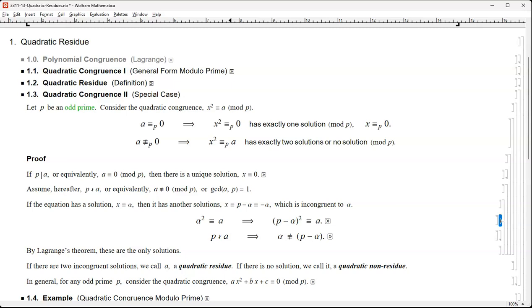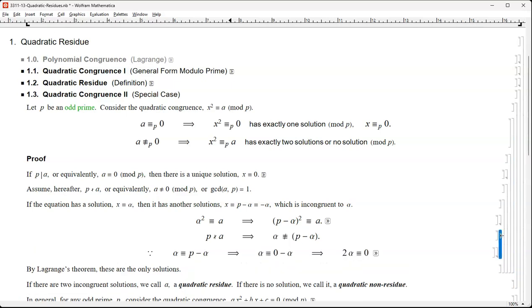So P minus alpha is also a solution, automatically a solution too. So we have potentially two solutions. Now, are they the same or are they two distinct solutions? Well, that depends upon P does not divide A, or equivalently A is non-zero mod P, or equivalently A and P being relatively prime. Let's see. Let's suppose alpha and P minus alpha are congruent. Then P is congruent to 0, so alpha is congruent to negative alpha, and then add alpha to the other side, and we get 2 alpha is congruent to 0.